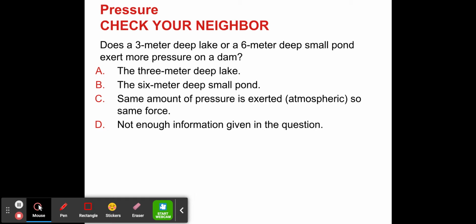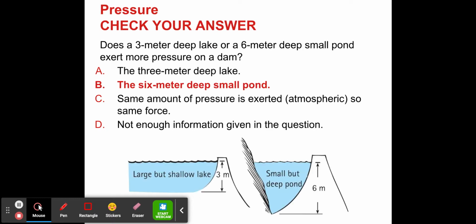Does a 3-meter deep lake or a 6-meter deep small pond exert more pressure on a dam? Again, everything depends on height. Okay, a 6-meter deep small pond will exert more pressure on a dam because the depth is 6 meters compared to 3 meters on the lake.